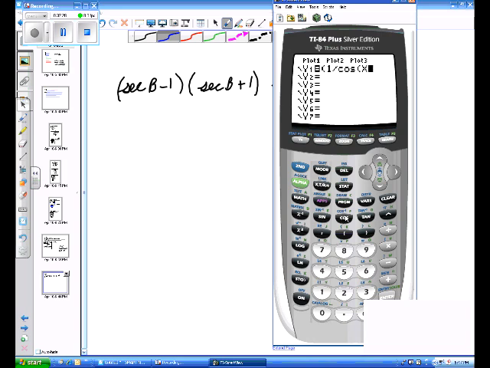theta minus 1, close parentheses, open parentheses, and if you wanted to use the secant there, we could put cosine x, close parentheses, and then remember we could say reciprocal. And we wanted to close the parentheses so it was the reciprocal of the whole thing, plus 1. So I wanted to put both ways so you could decide which way you wanted.